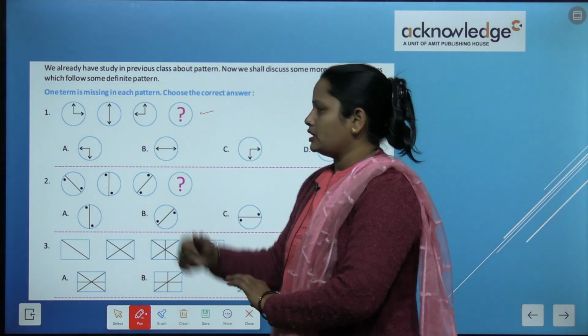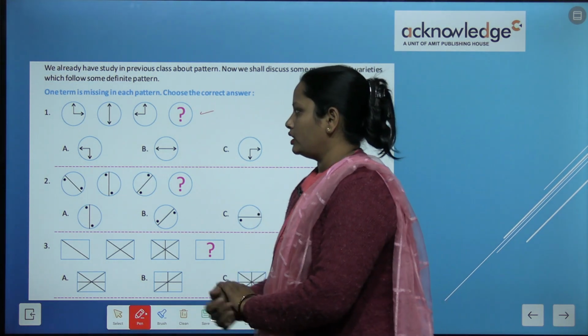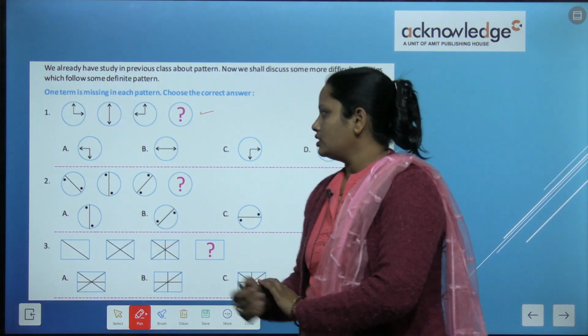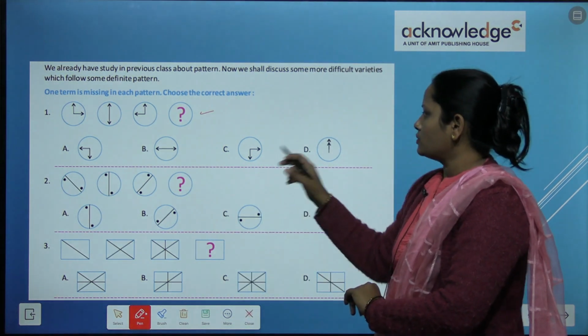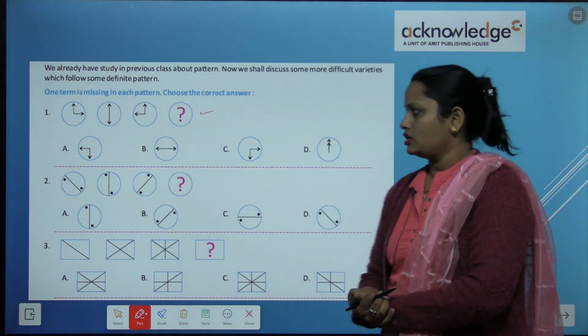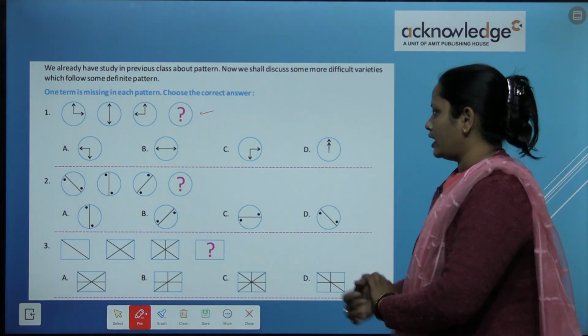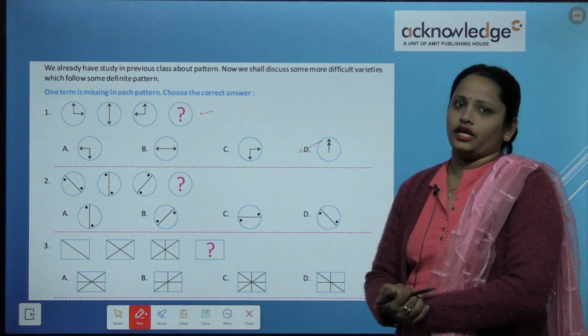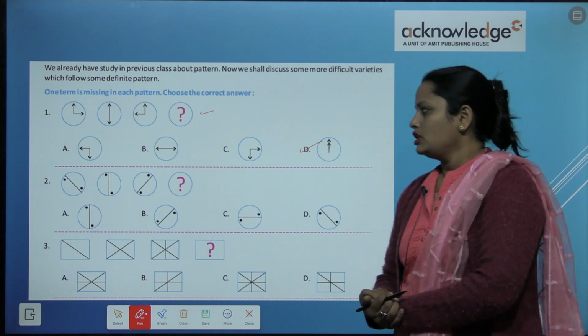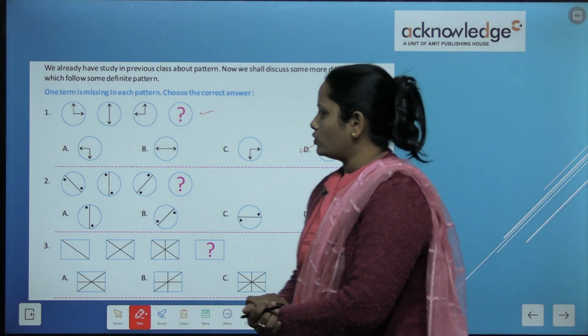So what will be the pattern here? You have to find out. This one, this one, this one or this one. So which do you think will be the correct? So this is the correct. It will be 12 o'clock now. Similarly, let's move on to question number 2.